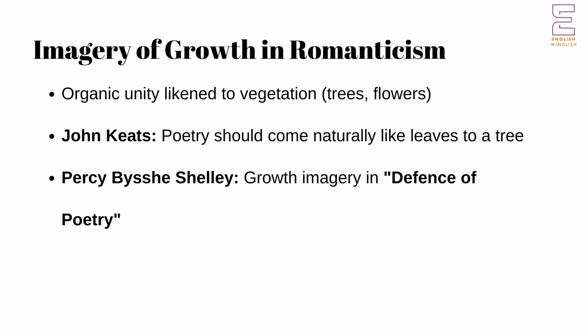Imagery of growth in Romanticism. Romantic poets often used the imagery of growth, particularly vegetation, to describe the organic unity of a poem or painting. This analogy, reflecting their infatuation with nature, likened the internal life of a work of art to the unity found in a tree, flower, or plant. John Keats, for instance, famously stated that poetry should come as naturally as leaves to a tree. This metaphor emphasizes the natural development of a poem's form and content.